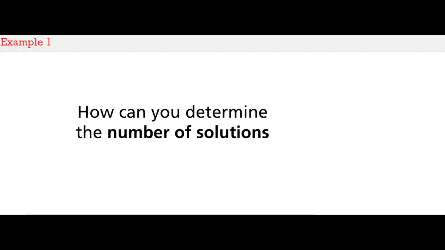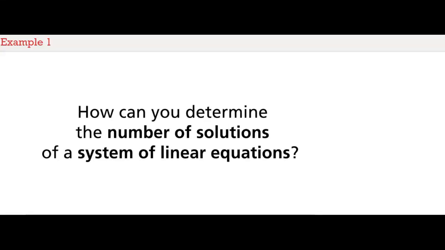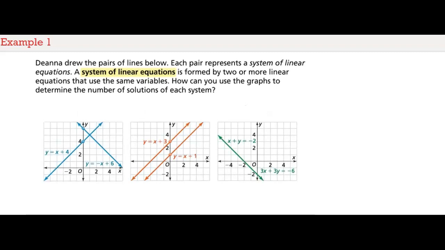How can you determine the number of solutions of a system of linear equations? Think about this question during the lesson. Deanna drew the 3 pairs of lines below. Each pair represents a system of linear equations. A system of linear equations is formed by 2 or more linear equations that use the same variables.